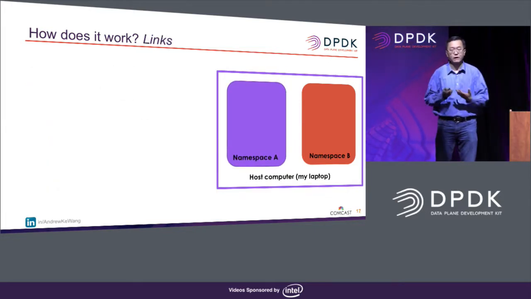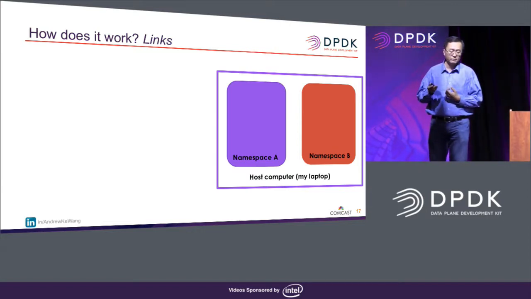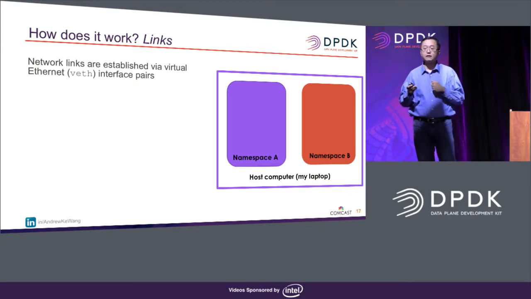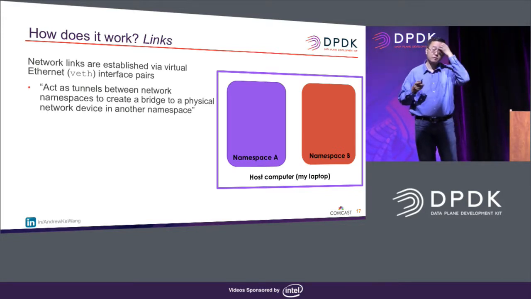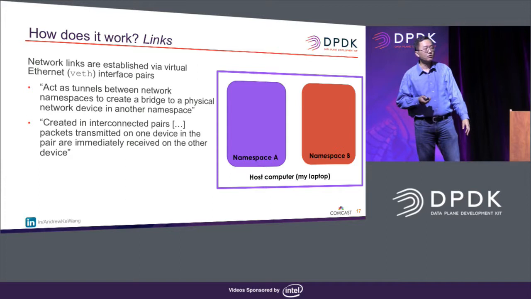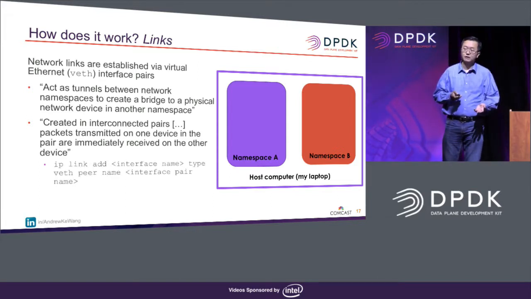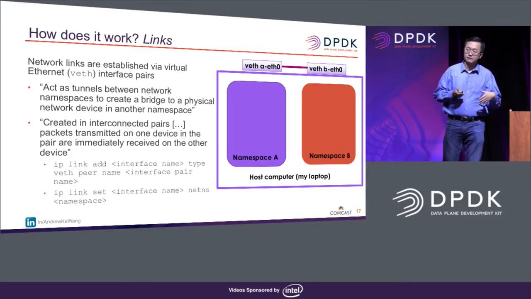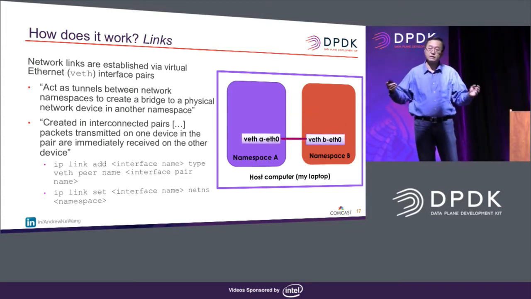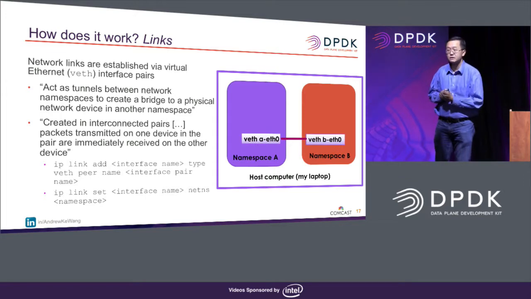How can we link these network namespaces? Well, in Mininet, we use something called virtual Ethernet (veth) interface pairs. They act as tunnels that can link network namespaces. They're like a cable that can connect hosts together. A packet that goes out from one end gets received by the other, so they are always created in pairs. This is the command to create a veth pair, and we can use the ip link set command to move them into their proper network namespaces. Then you can establish connectivity between these two network namespaces.